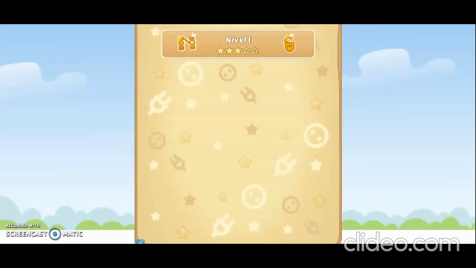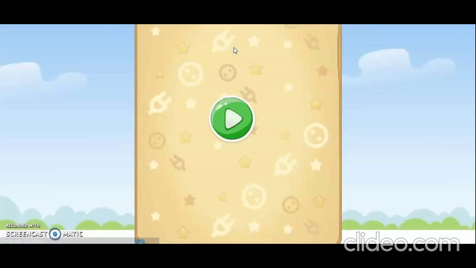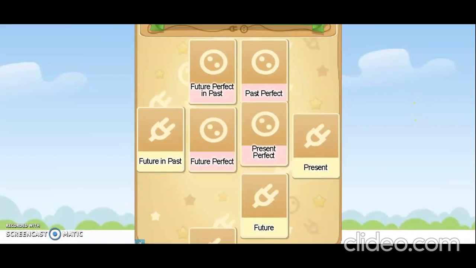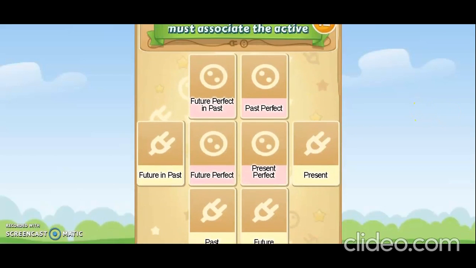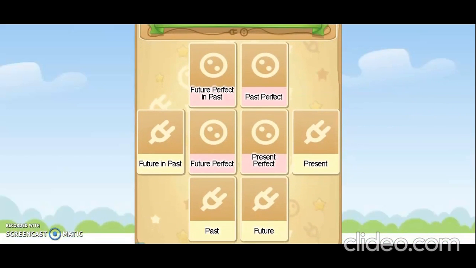Now we are going to practice. Let's start with this game where we must associate the two verb sentences. Let's take a moment to think. Now we will see the answers.